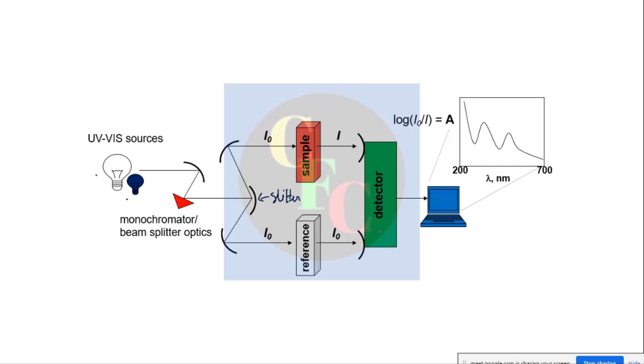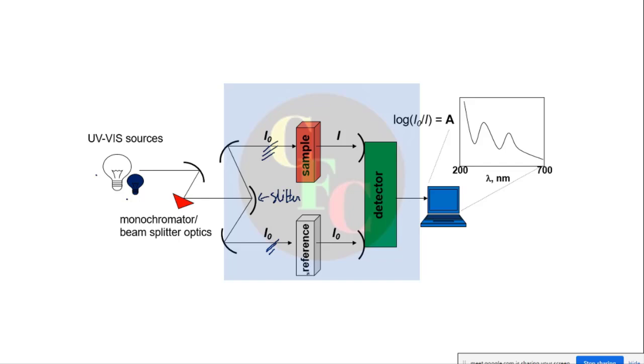And there is a detector, as you can see. Now theoretically, what is I0 and I? I0 is the intensity of the light that is incident on the sample. So this is the initial intensity, I0, and it is the same for both the sample and the reference.